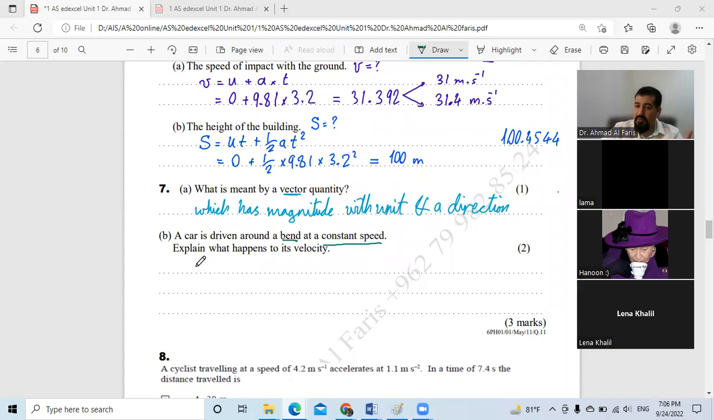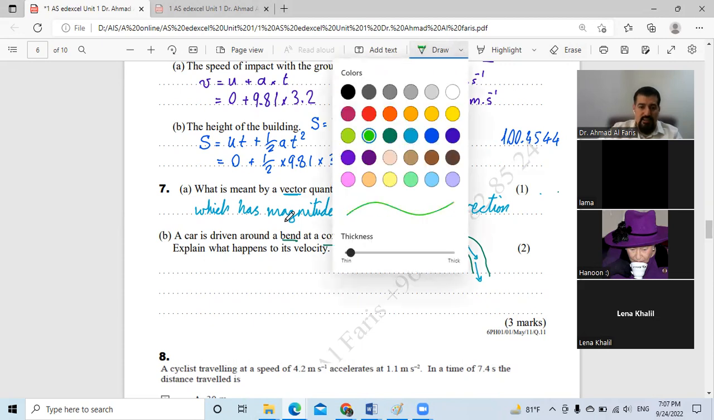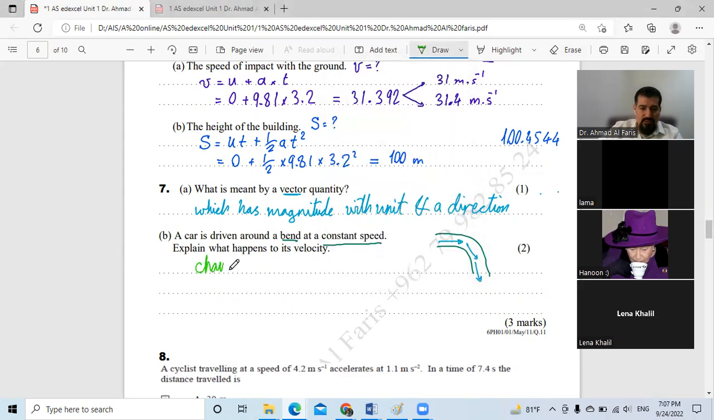It's not necessarily constant, because here we have a bend. That means the direction changes. If this is the bend, the car was moving at this speed, then the speed remains constant, but it changed in this direction now. We know that as the direction changes, the velocity changes, right? So exactly, the answer is: changes due to the change in direction.